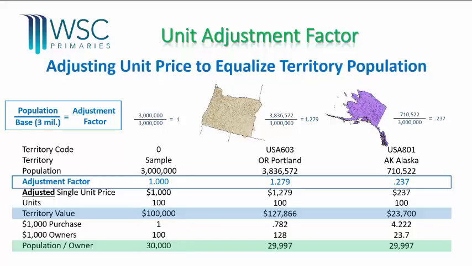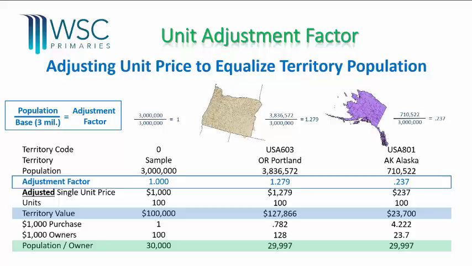Portland is larger. The factor is 1.279. That makes the value of the territory at $127,866. So if we divided that into $1,000 owners, that would be 128. But guess what? That would still work out to 30,000 people for that owner.